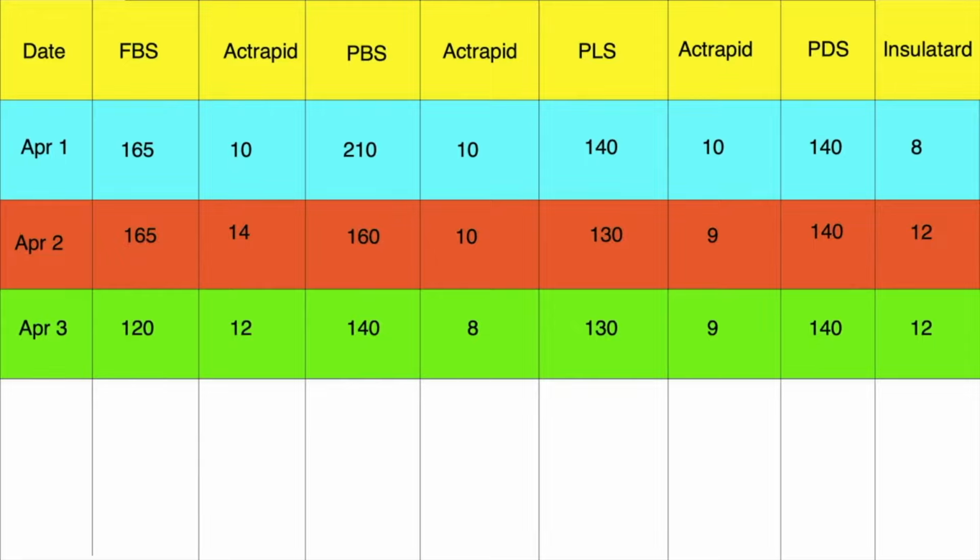We can reduce the act rapid dose a bit because the previous day, when the fasting was 165, 14 units was enough to bring it down to 160. So I would reduce it just a bit, maybe around 2 units. And then we see the post-breakfast reading comes down to 140. The rest of the insulin doses remain the same because the post-meal sugar readings were all right.